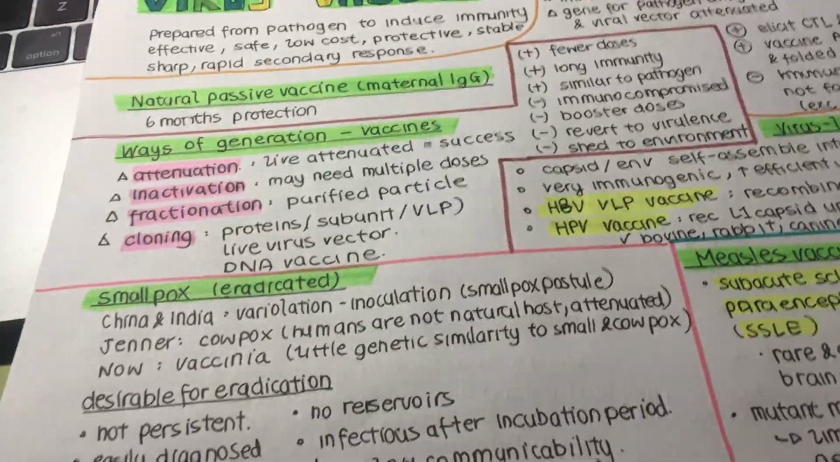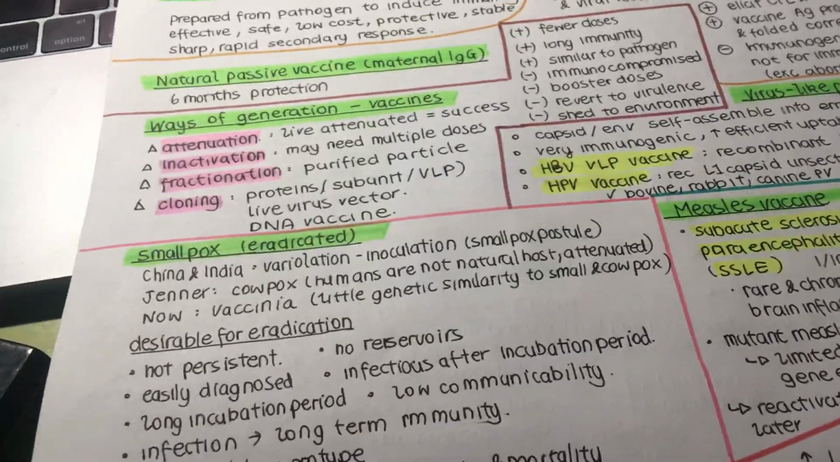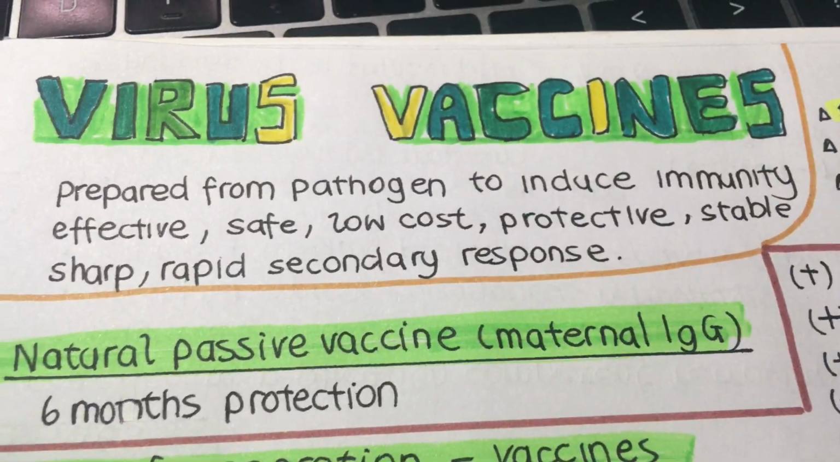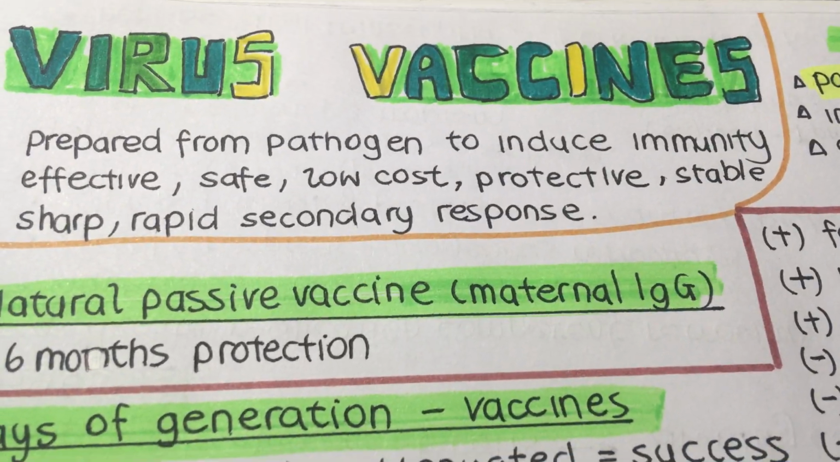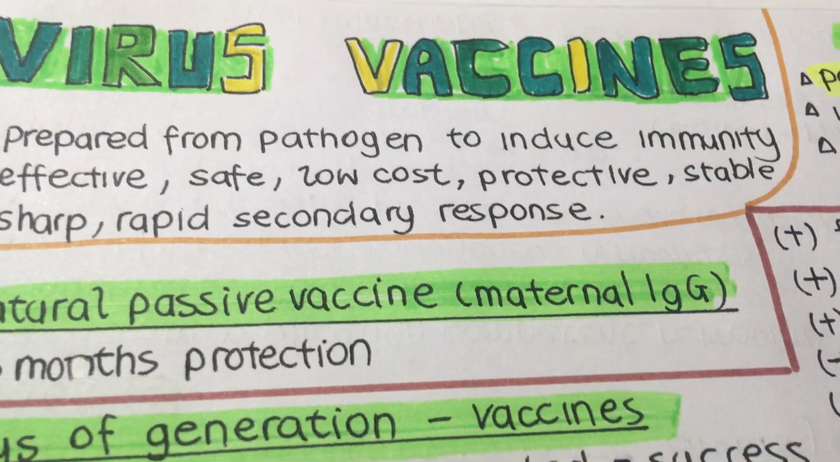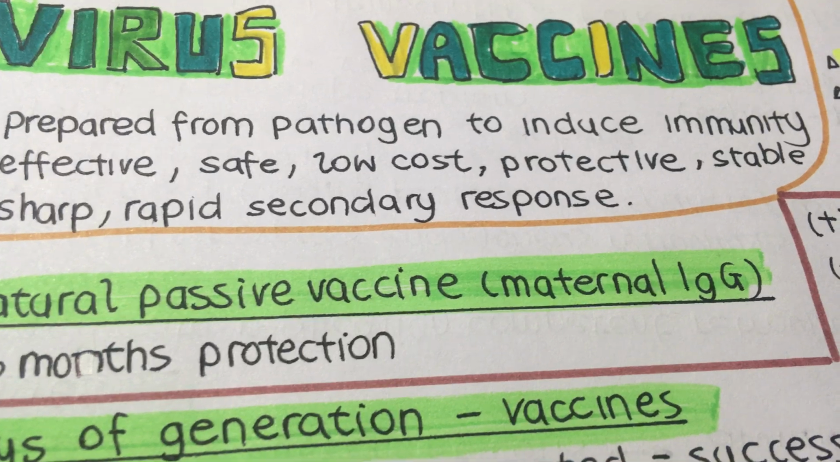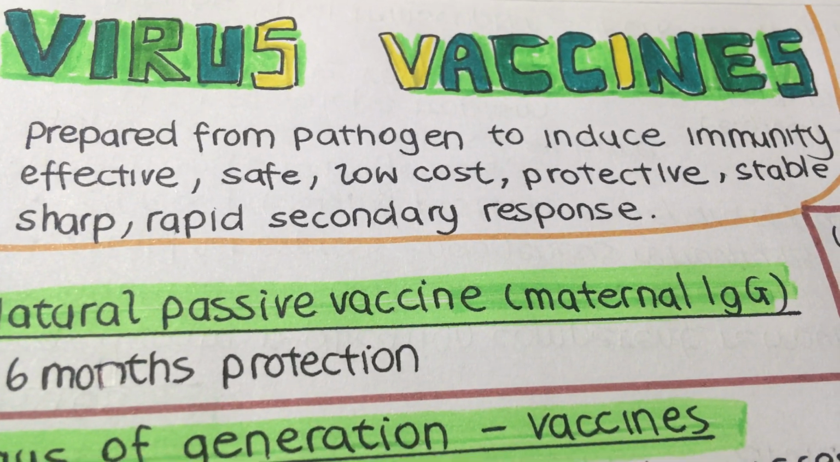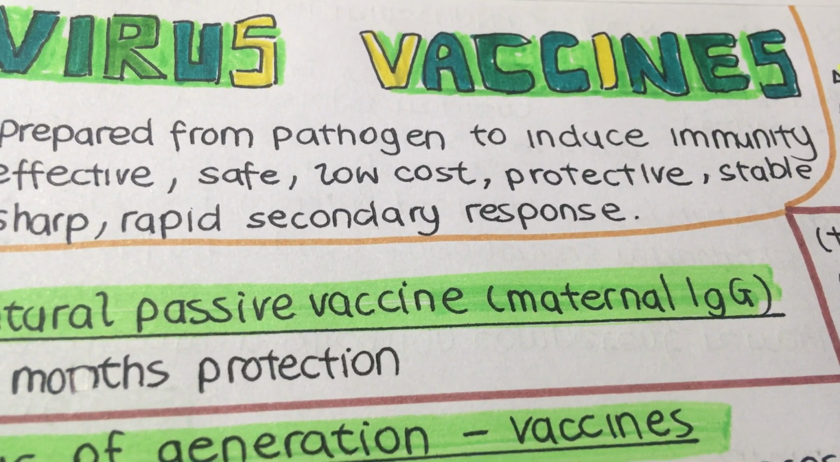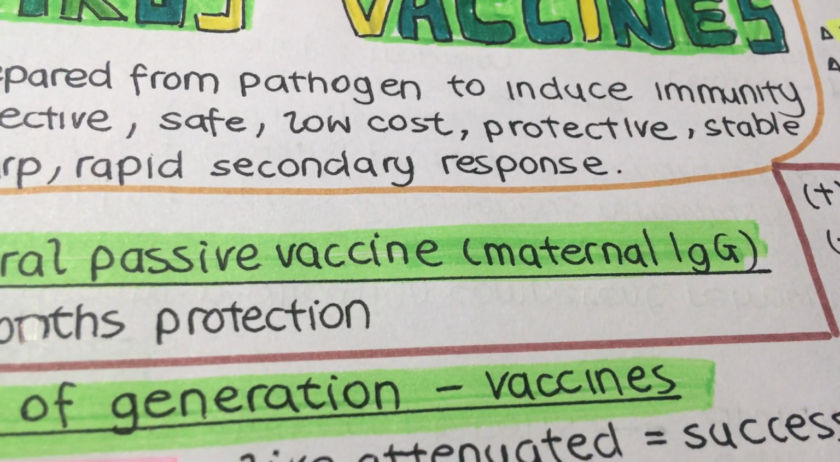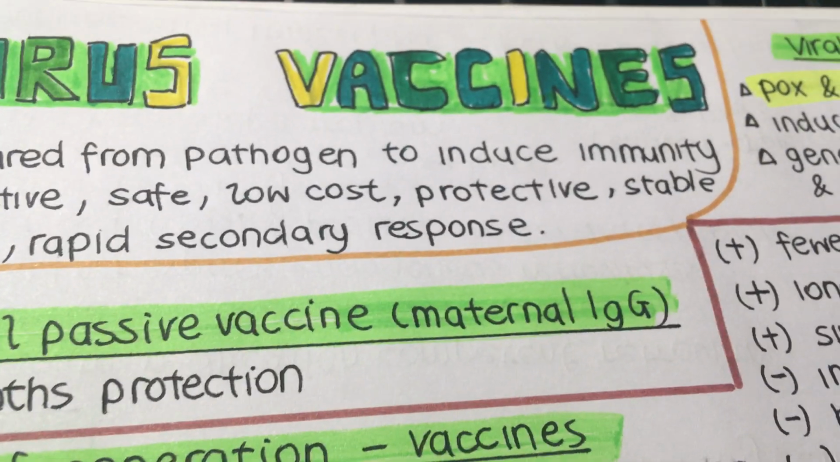Everyone, today we're going to be talking about vaccines, specifically the vaccines that protect us against viral infections. And basically the role of a vaccine is to induce a quick and secondary response to infection that involves the production of antibodies and also the cytotoxic T lymphocyte response.